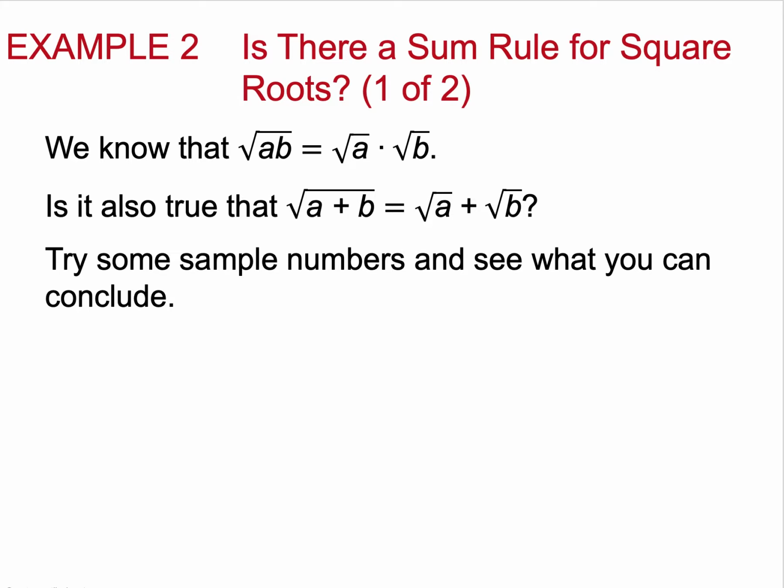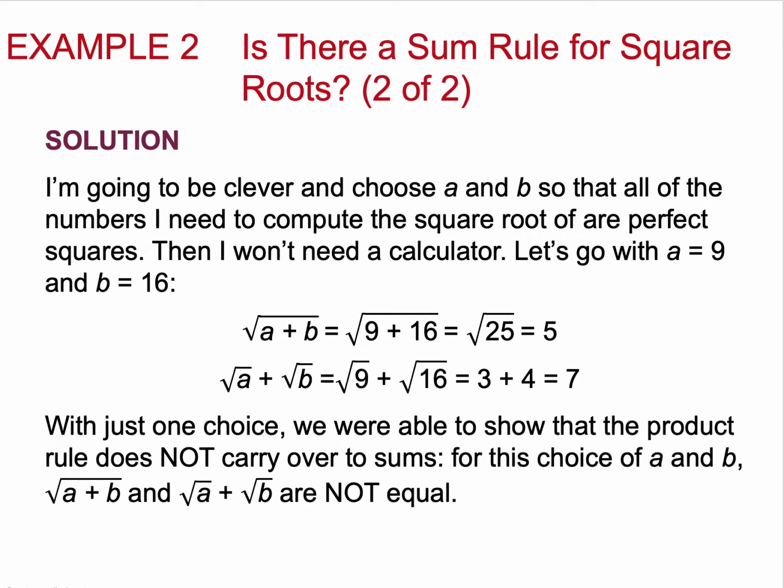So this is the problem that I really run into often with higher level math students: we have this product rule and we're like, oh, the product is just the radical times the radical. So then the sum would just be the radical plus the radical, and that's not true. So spoiler alert, that won't work.